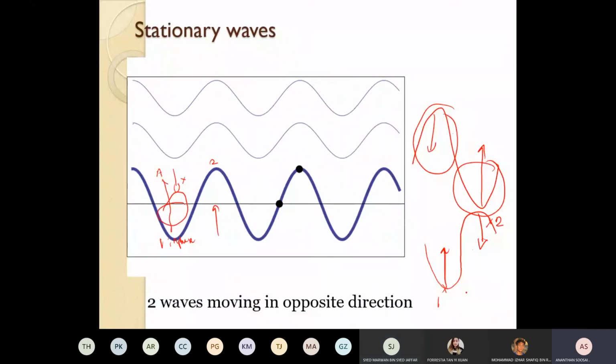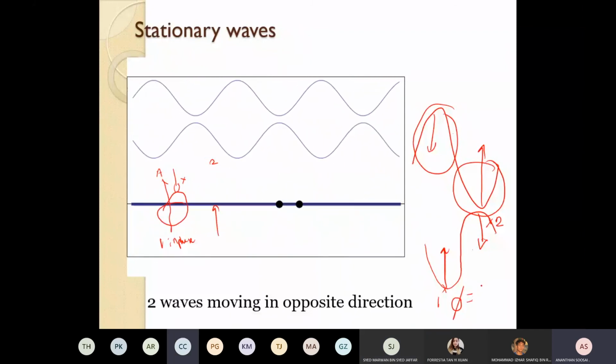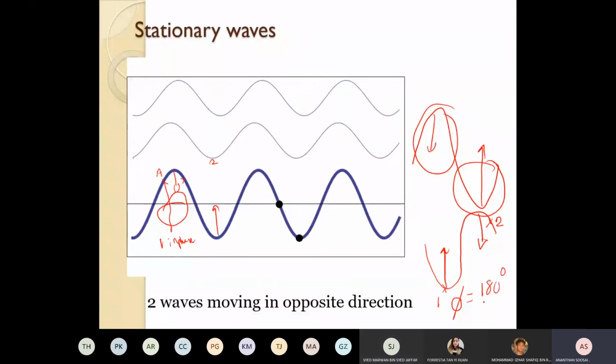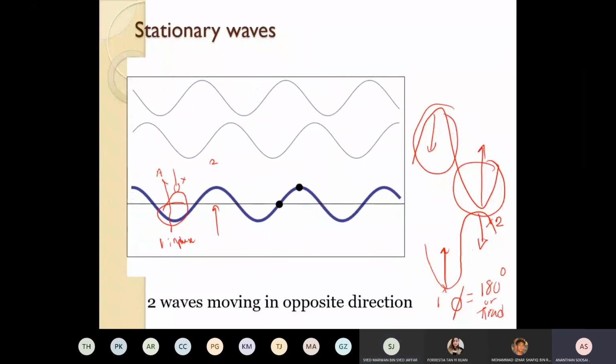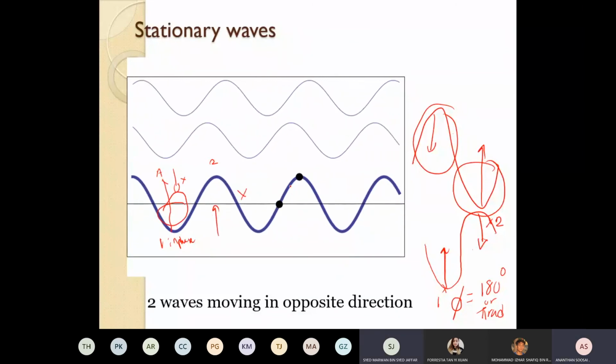If they travel in opposite direction, the phase difference is how much? 180 degrees. Yes, it's 180 degrees, or we can say pi radian. Pi radian. Okay. So that is for two particles in adjacent loops.